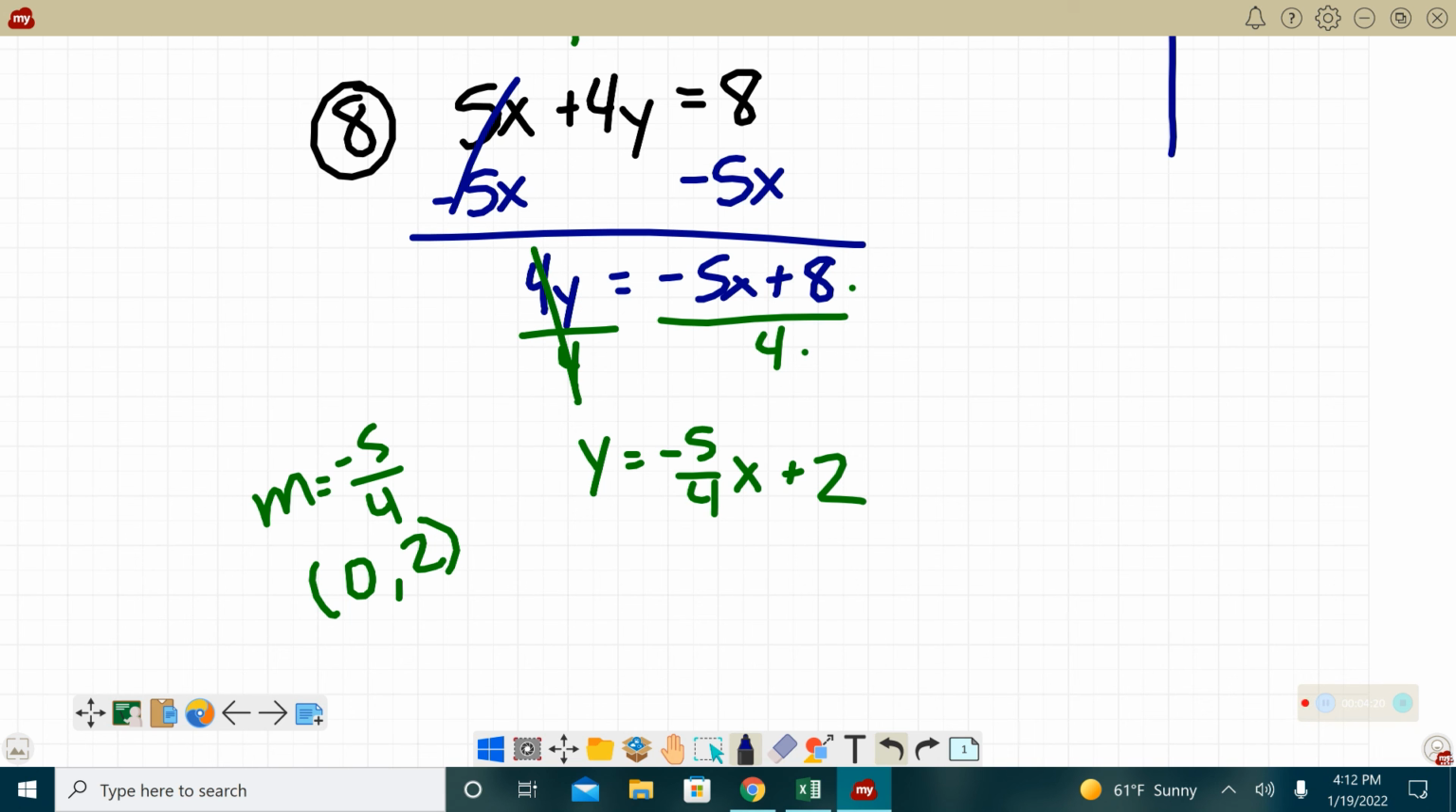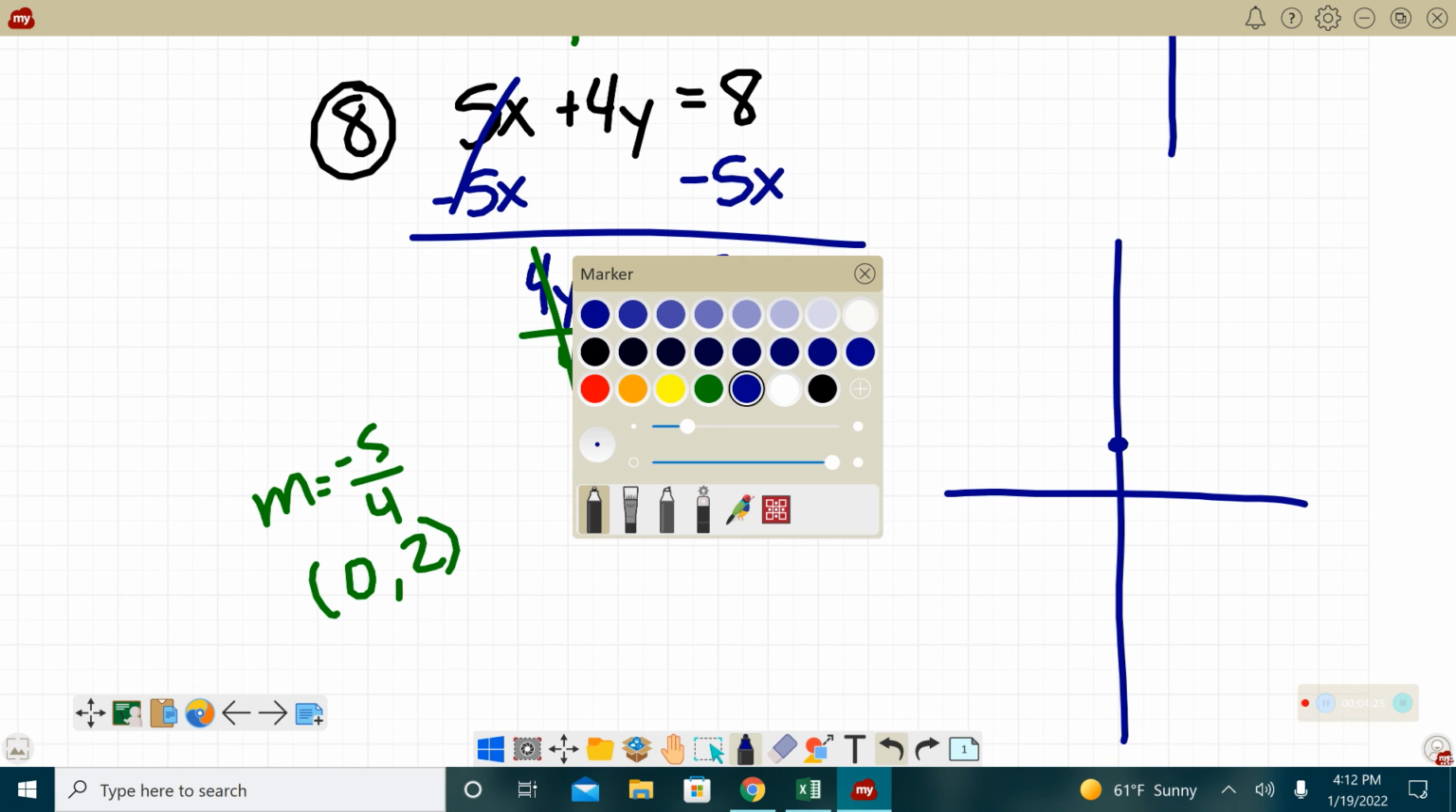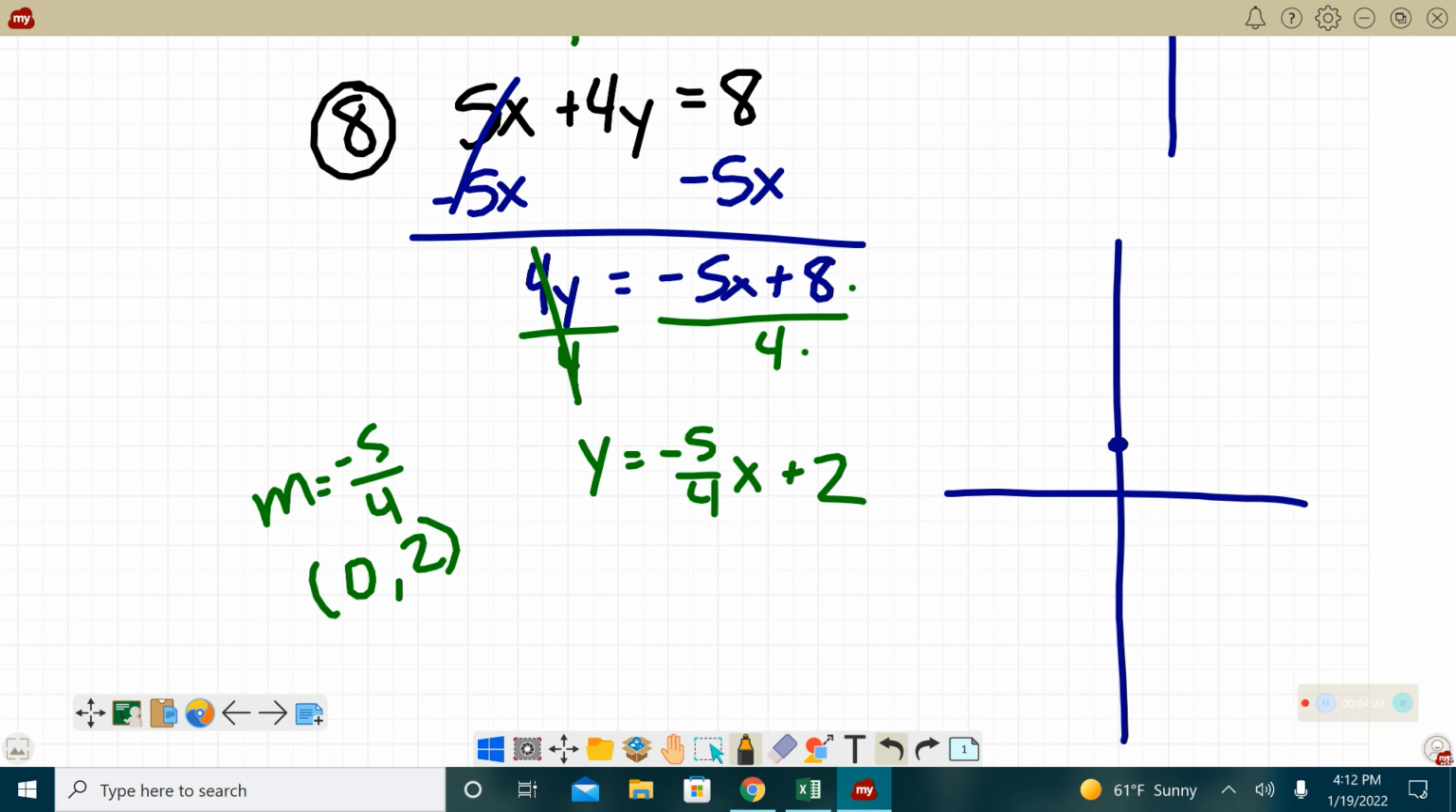Now we're going to graph it. Starting at 2 on the y-axis. We'll swap that out. 2, and we're going to go down 5 and over 4. So 1, 2, 3, 4, 5, and over 4. 1, 2, 3, 4. This is my second point, and I can do that again. 1, 2, 3, 4, 5, over 4. 1, 2, 3, 4. And there's my third point. Connecting those gives us the graph, and we're done.